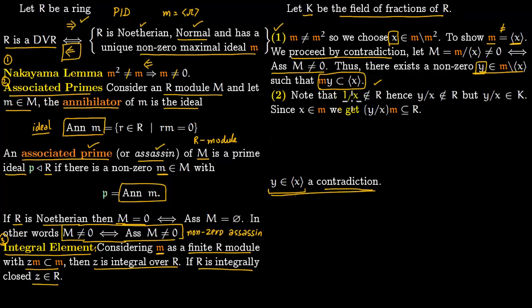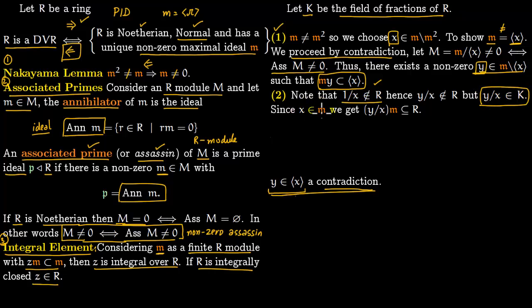So first notice that 1 by x is not lying in the ring R precisely because x lies in the maximal ideal m, and it has to be a non-unit. Otherwise you will multiply it by 1 by x and get 1 lying in the ideal m, which will not make m an ideal anymore. So it will not be a proper ideal anymore. So it has to be the case that 1 by x does not lie in the ring R. So therefore if you multiply it by y, this y by x is a fraction. It does not lie in R, but it will lie in the field of fractions of R.